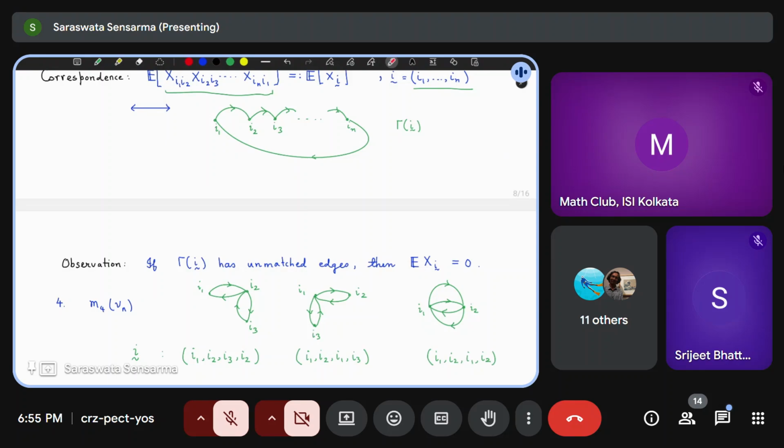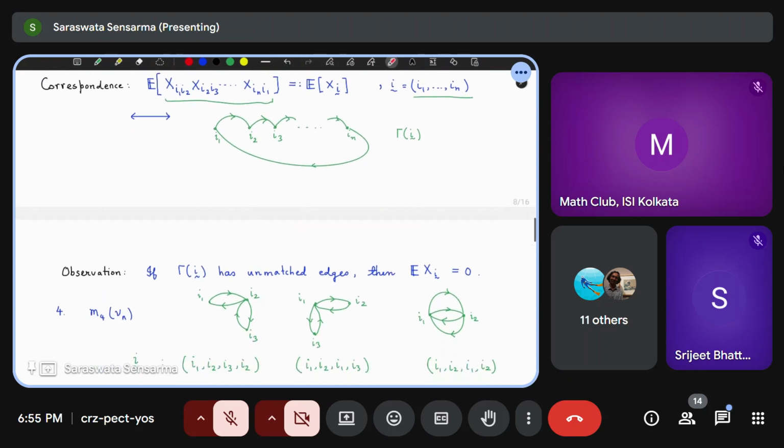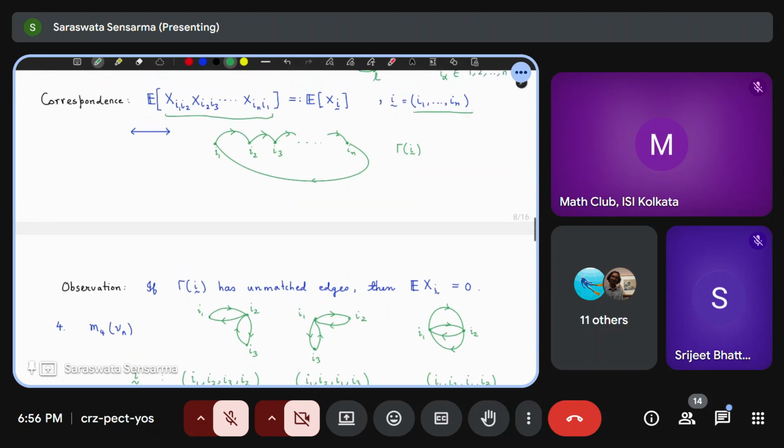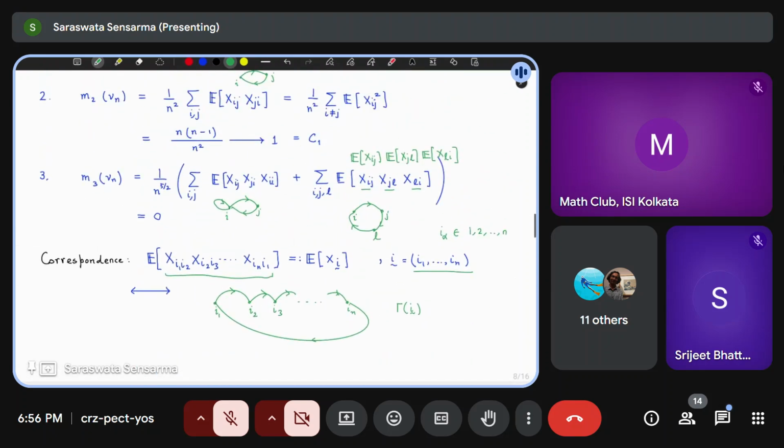All right, so let's compute the fourth moment. How does one compute the fourth moment? What do we need? We need something like this, right? Previously we were summing over these sequences, and we saw that summing over these sequences was the same thing as summing over x_ĩ.